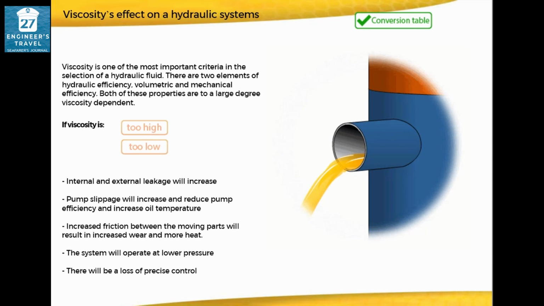Internal and external leakage will increase. Pump slippage will increase and reduce pump efficiency and increase oil temperature. Increased friction between the moving parts will result in increased wear and more heat. The system will operate at lower pressure. There will be a loss of precise control.